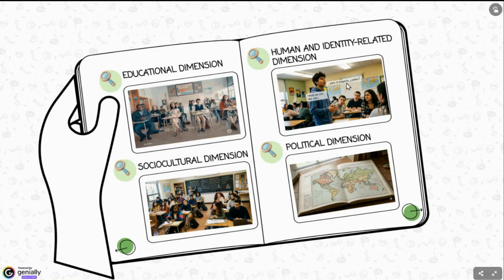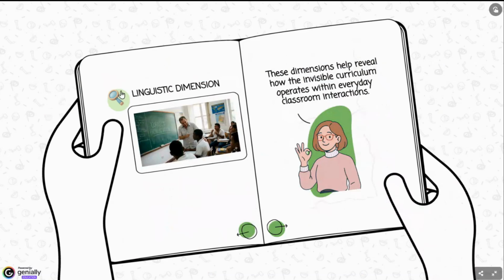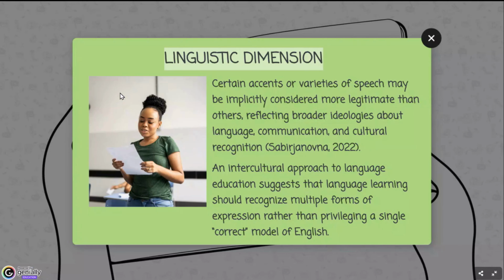Finally, from the linguistic dimension, certain accents or ways of speaking English are often perceived as more correct or prestigious than others. These implicit language hierarchies can generate insecurity among students, especially in contexts where English is rarely used in daily life. An intercultural approach to language education suggests that language learning should recognize multiple forms of expression rather than privileging a single correct model of English.